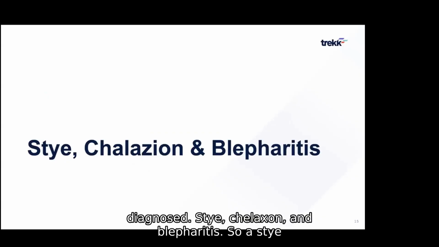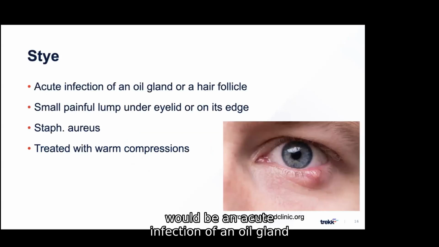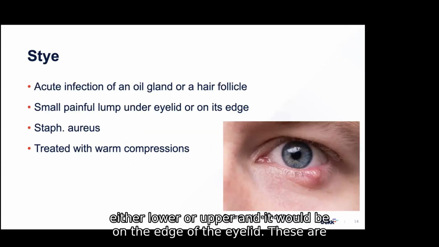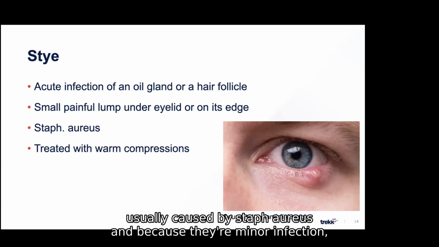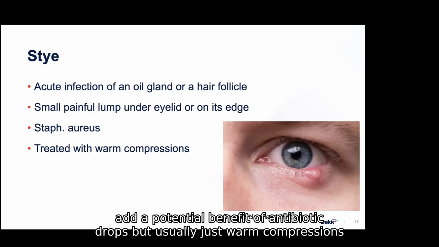Right. Stye, chalazion, and blepharitis. A stye is an acute infection of an oil gland or hair follicle. The patient will present with a small painful lump under the eyelid, either lower or upper, on the edge of the eyelid. These are usually caused by Staph aureus, and because they're a minor infection, most of the time warm compresses are enough. Some references would also add a potential benefit of antibiotic drops, but usually just warm compresses are enough.